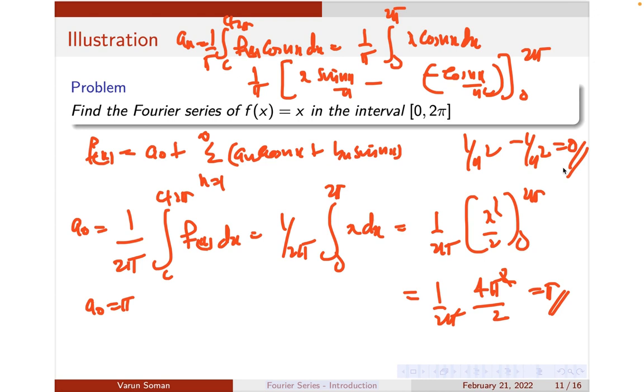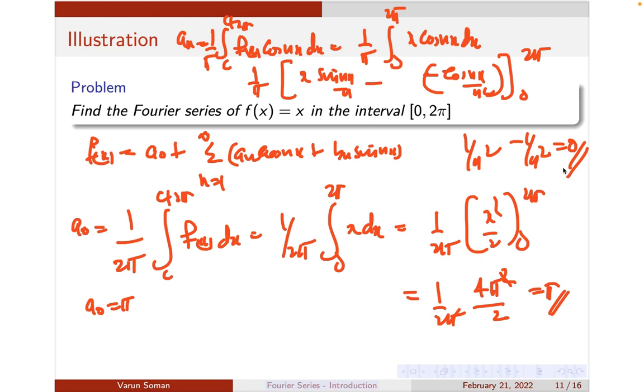Sin 2n pi is always 0, sin 2 pi is 0, sin 4 pi is 0. Similarly, cos 2n pi would always be 1, because cos 2 pi is 1, cos 4 pi is 1, right? And similarly for 0 also, cos 0 is always 1 and sin 0 is always 0.